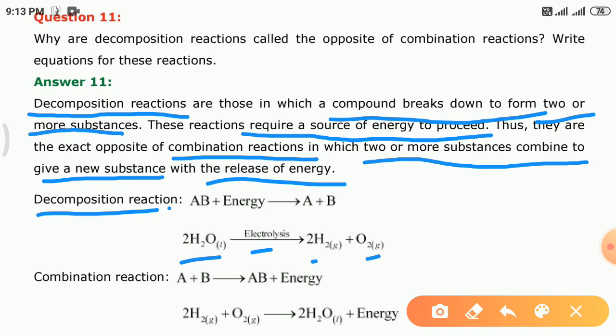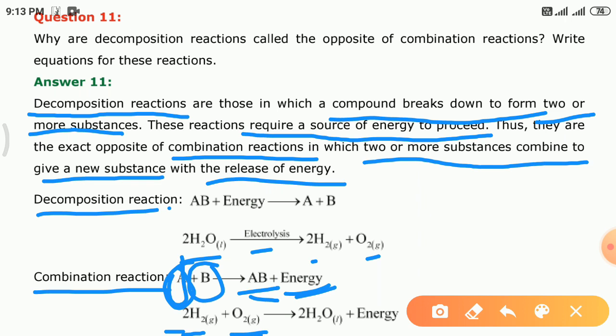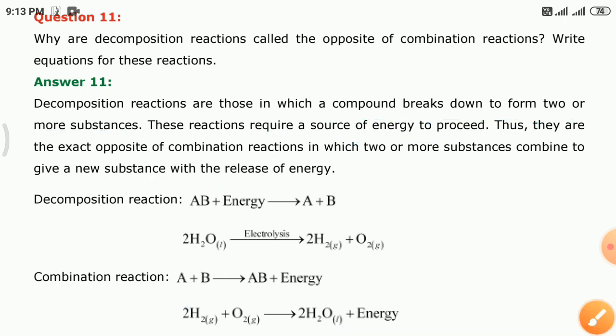Opposite to the decomposition reaction, in the combination reaction, two smaller substances combine together, likewise A plus B. A plus B combine together and form AB, and also energy is released. For example, 2H2 plus O2, hydrogen and oxygen combine and give water plus energy. So that is the difference. Decomposition reactions are totally opposite to the combination reactions.